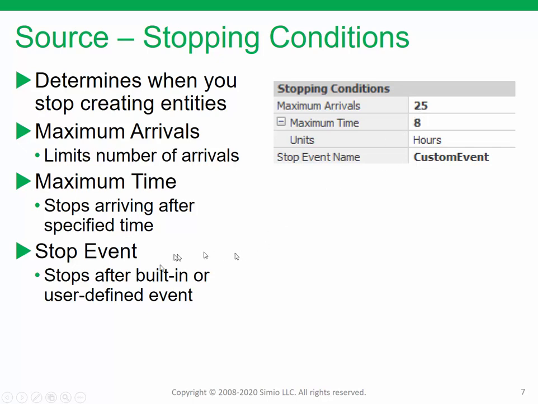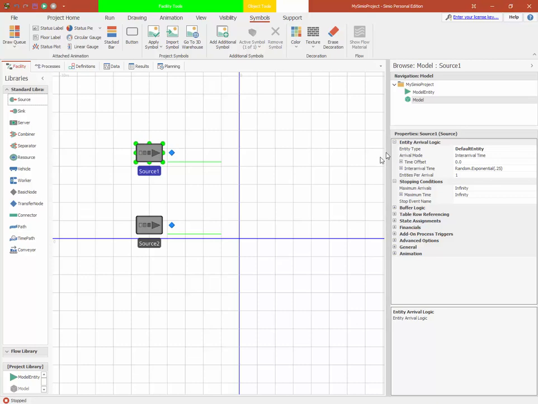We can also have a stopping event. In this case, we have a custom event, and when that event's triggered, then the source object will stop creating entities. Looking back again, there are several other categories of properties that we'll talk about later on in the course. But the last thing that we want to talk about in this video is state assignments.